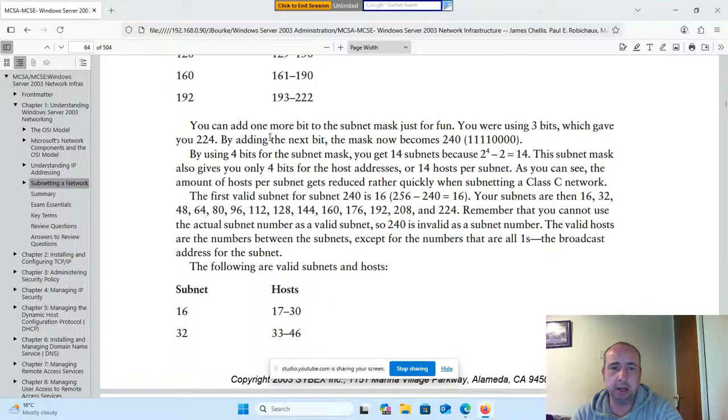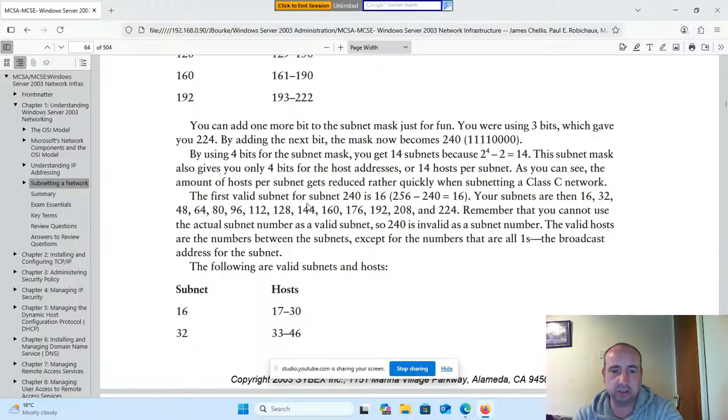You can add one more bit to the subnet mask just for fun. You were using 3 bits, which gave you 224. By adding the next bit, the mask now becomes 240, or 11110000. By using 4 bits for the subnet mask, you get 14 subnets because 2^4 minus 2 equals 14. This subnet mask also gives you only 4 bits for the host addresses, or 14 hosts per subnet. As you can see, the number of hosts per subnet gets reduced rather quickly when subnetting a Class C network.